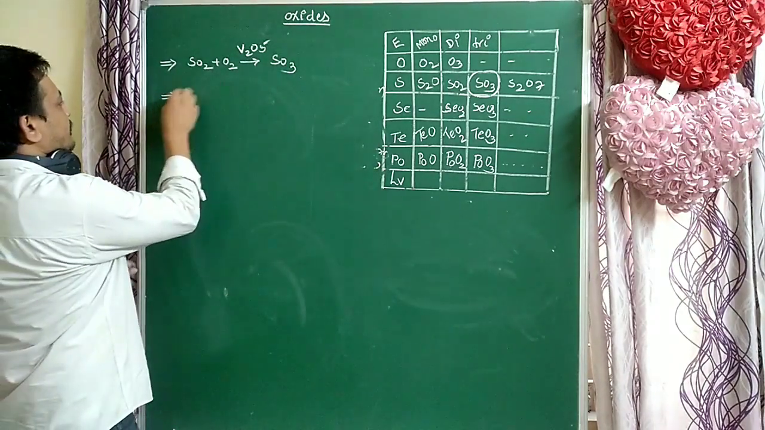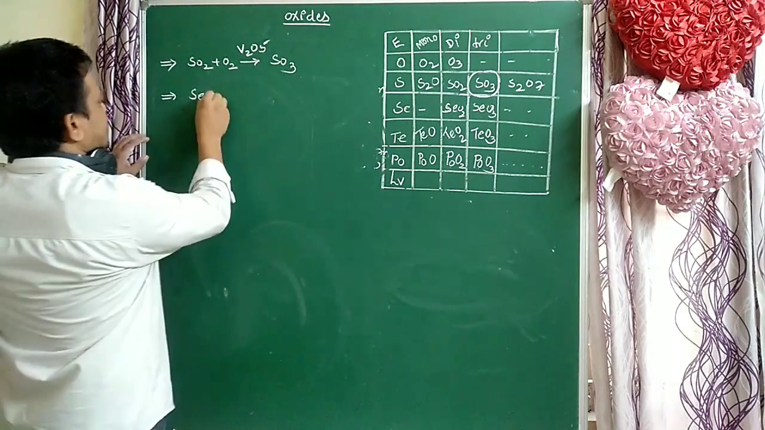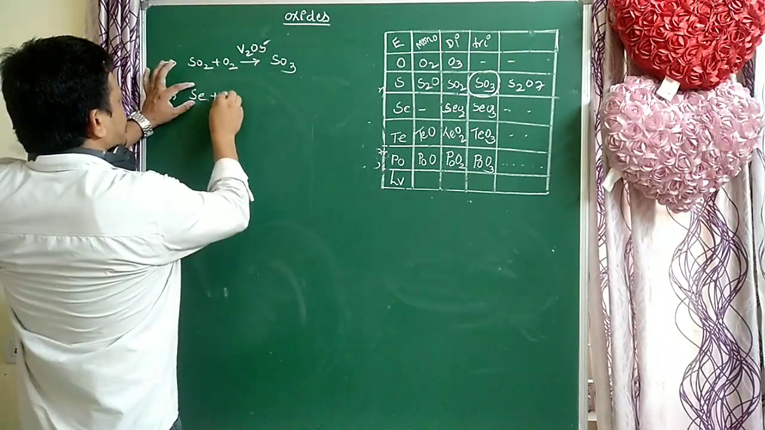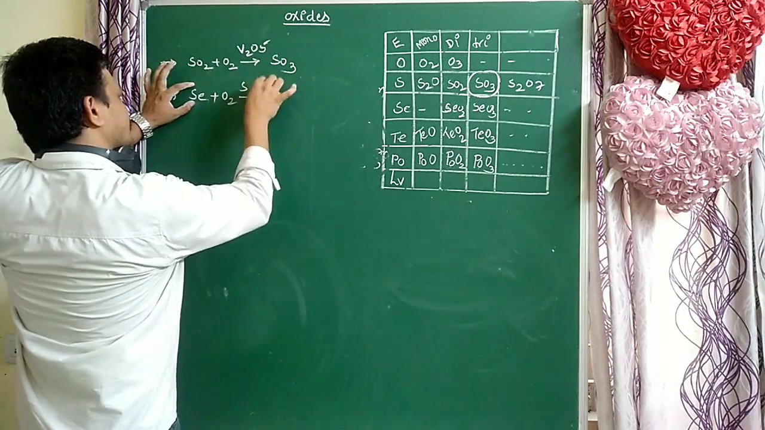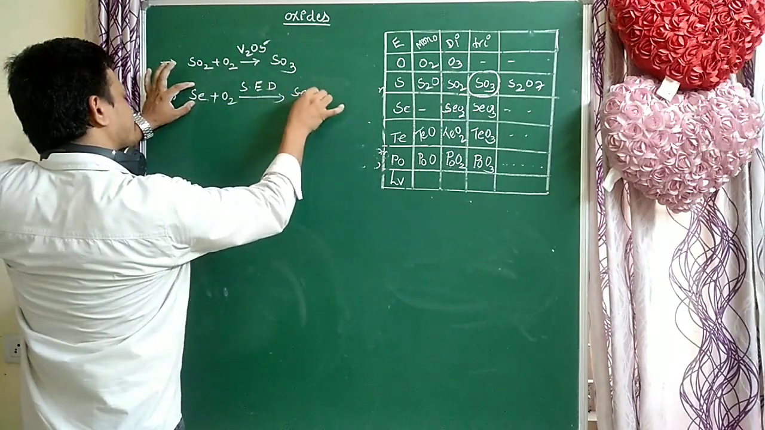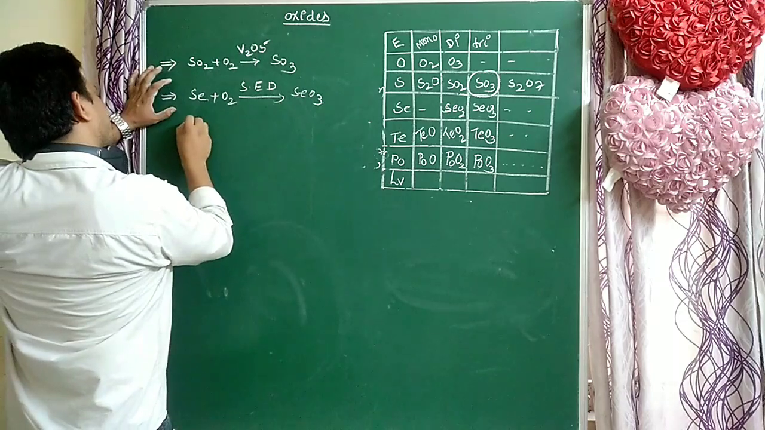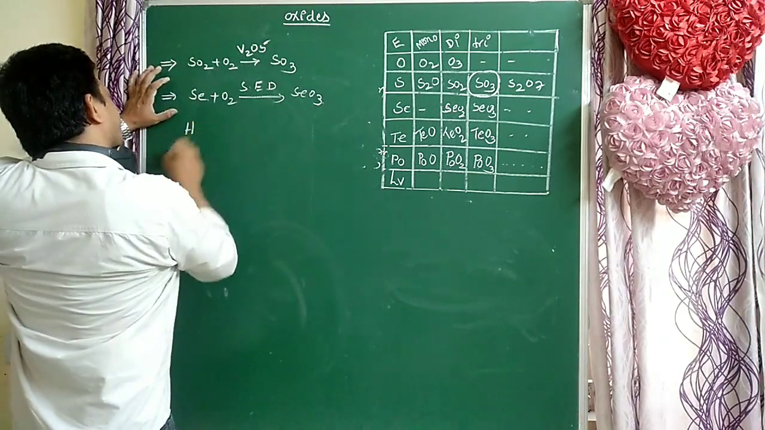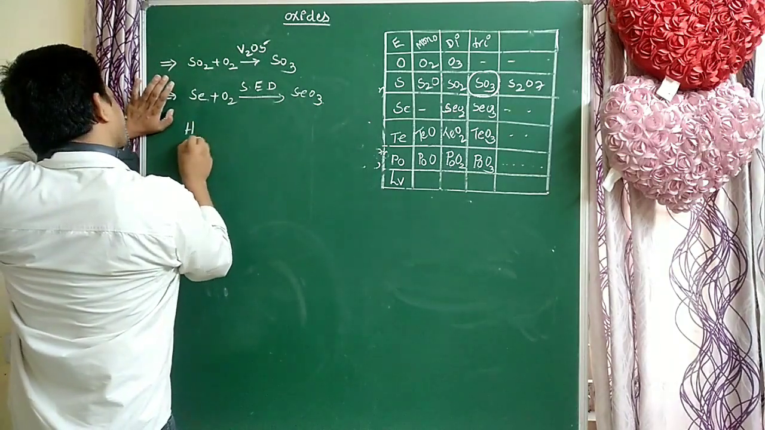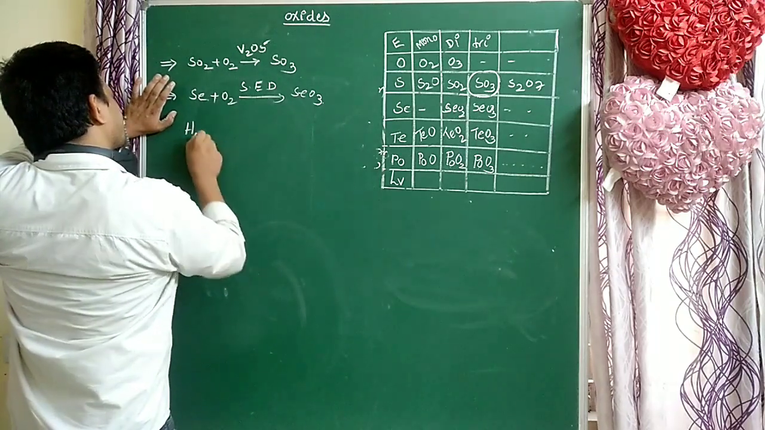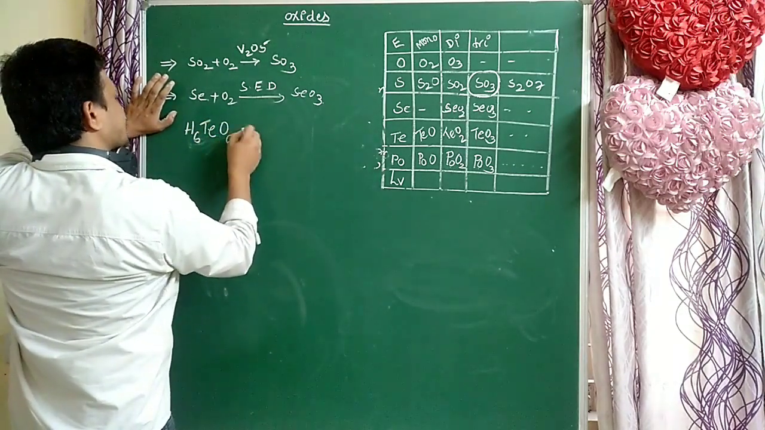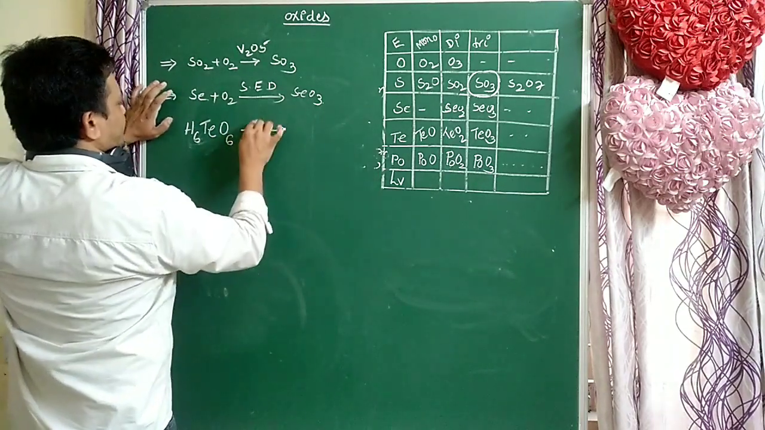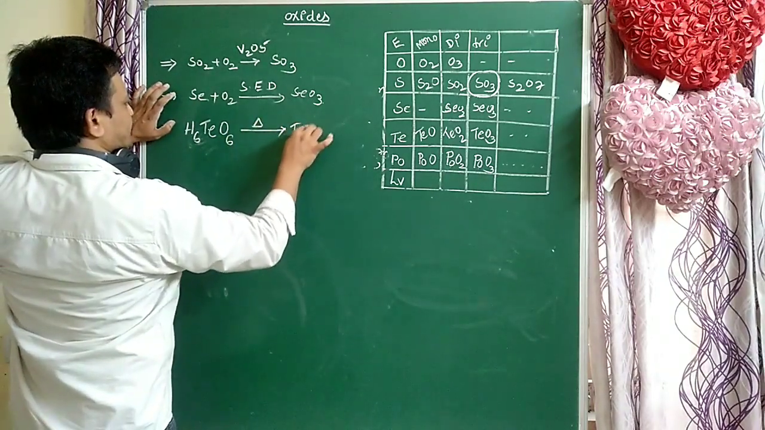Selenium reacts with O2 in presence of silent electric discharge to form SeO3. But tellurium gives telluric acid, Te(OH)6, which decomposes to form tellurium oxide.